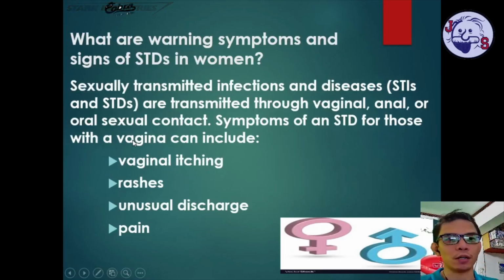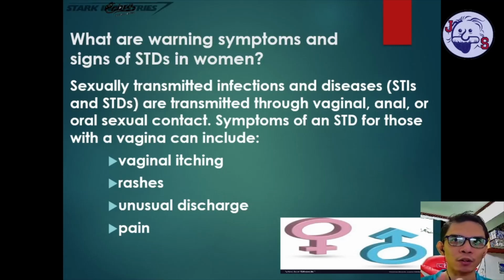So what are the warnings or symptoms that signal STDs in women? In females, sexually transmitted infections are transmitted through vaginal, anal, or oral sexual contact. The symptoms of STDs are the following. It can be vaginal itching. There are some causes of vaginal itching. It can be a sexually transmitted infection, or it can be caused by other instances like a genital louse, or pubic louse, something like that.